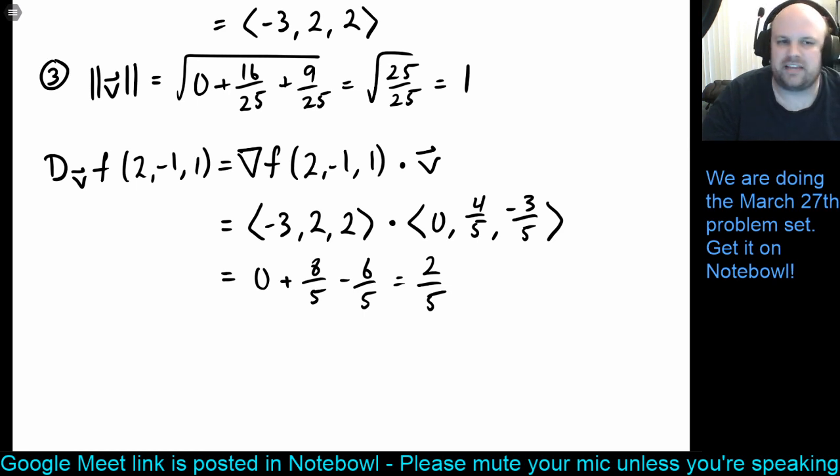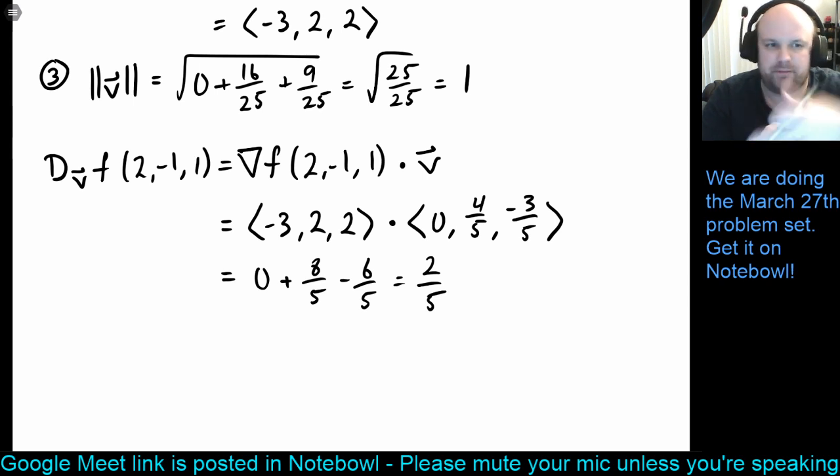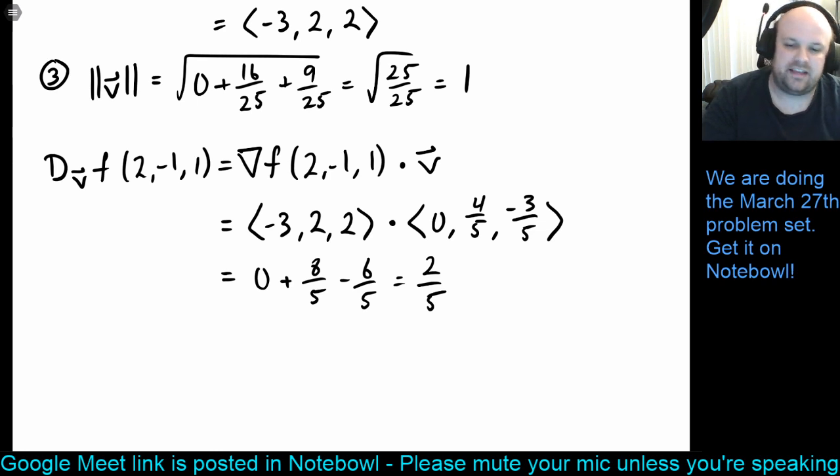An easy application of this idea is, imagine your function's giving you the temperature at every point in space. Then this directional derivative will say, if we move in this direction over here, how is the temperature changing? At what rate is the temperature changing?